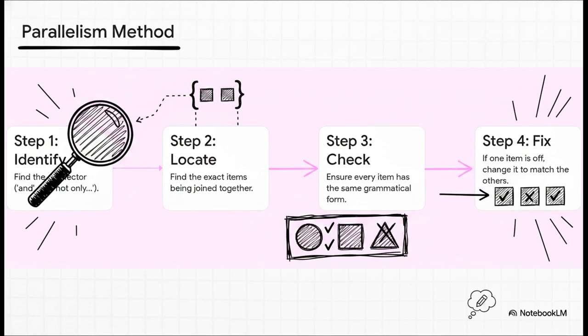And just like with transitions, you don't guess. You use a system. It's a simple 4-step check. First, find that connector word, the "and," the "or." Then put brackets around the actual things being connected. Third, look at their grammatical shape. Are they all verbs, all prepositional phrases? And if you find a mismatch, you've found the error.